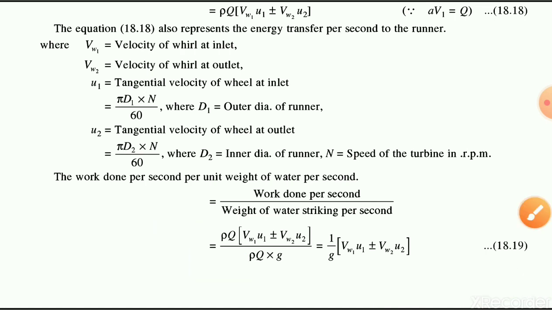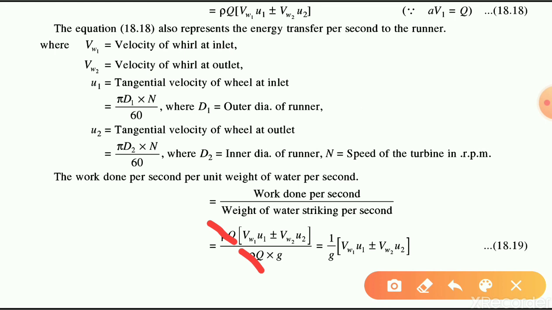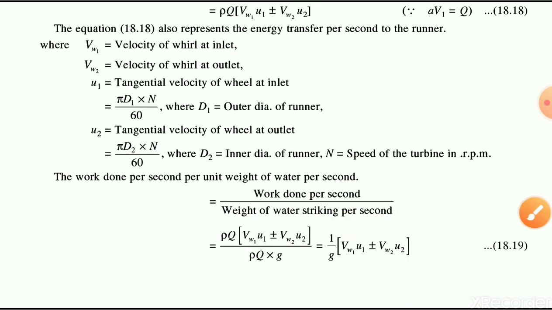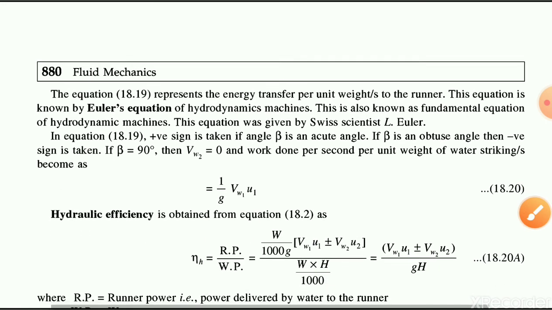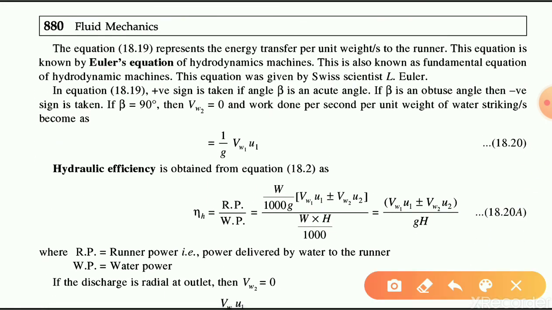After simplifying, rho Q will get cancelled. So the equation will become 1 upon g multiplied by (Vw1 u1 plus or minus Vw2 u2). This equation represents the energy transfer per unit weight per second to the runner. This equation is also called Euler's equation of the hydrodynamic machines. It is also known as the fundamental equation of the hydrodynamic machines, and it was invented by a Swiss scientist, L. Euler.